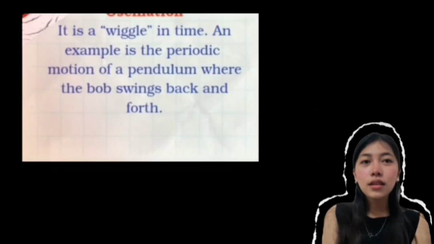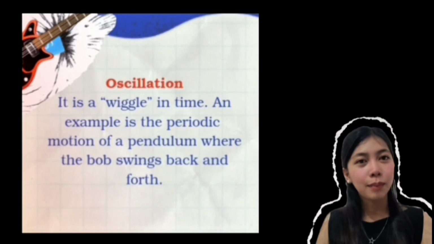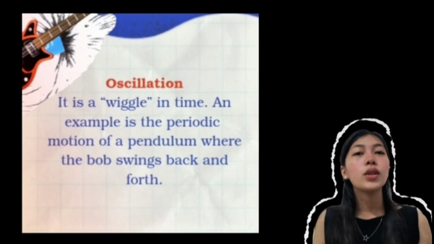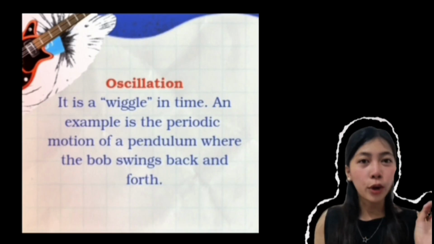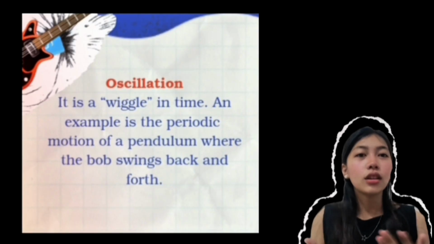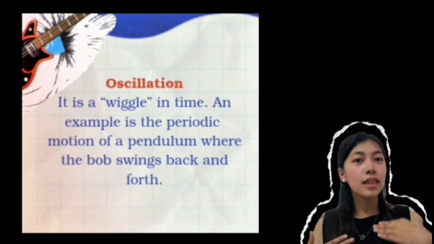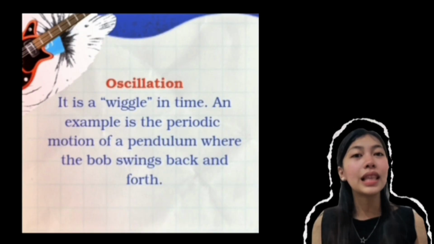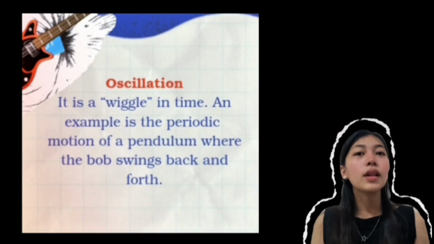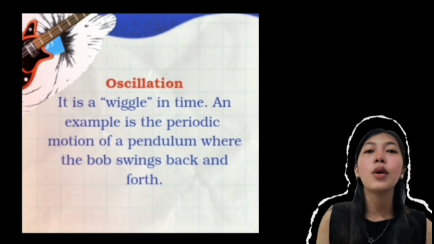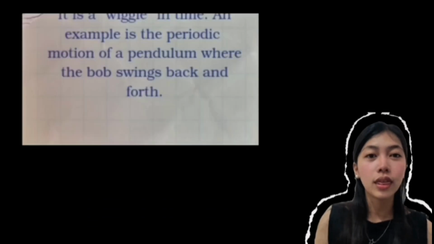So now, what is oscillation? Oscillation is a wiggle in time. To better understand this, when something moves back and forth again and again, that's called oscillatory motion. Like when a swing moves front, then back, then front again, it's repeating the same motion. An example is the periodic motion of a pendulum where the bob swings back and forth.